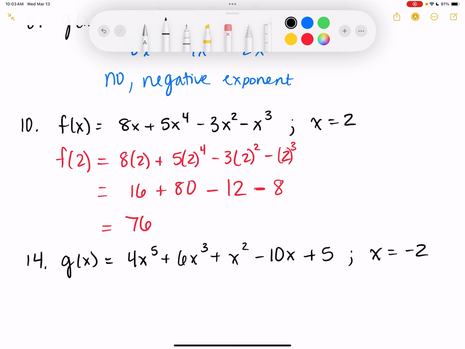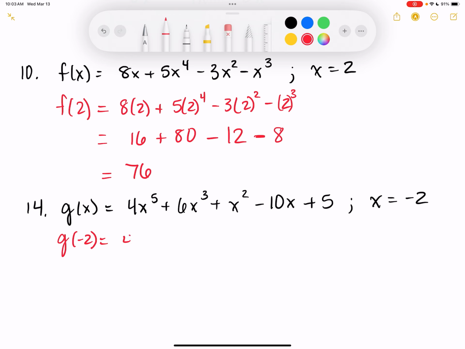So I'm going to plug negative 2 in. So g of negative 2 equals 4 times negative 2 raised to the fifth plus 6 times negative 2 cubed plus negative 2 squared minus 10 times negative 2 plus 5.